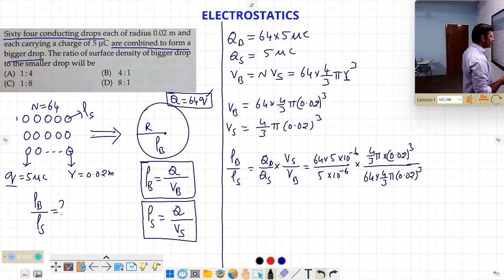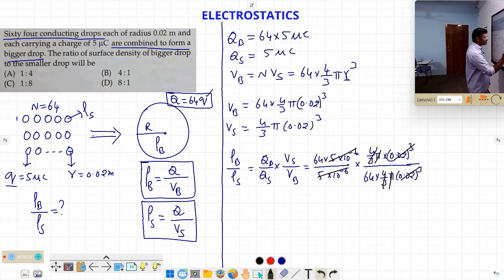We can do it in a short way, just for understanding we are going in a deep way, otherwise we can go directly here. So 5 into 10 power minus 6 gets cancelled, 4 by 3 pi gets cancelled, and 0.02 whole cube we can also cancel. So what is the ratio you are going to get? 64 by 64, a 1 is to 1 ratio you are getting here.